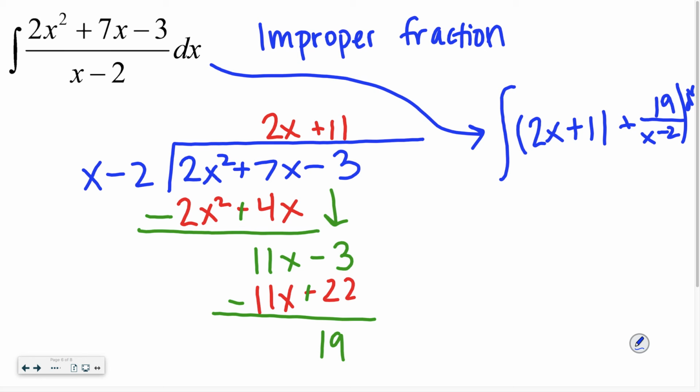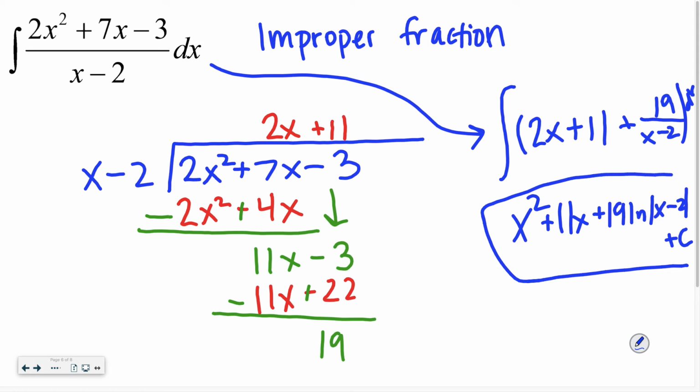All right, Celine, are you okay with what we did? Okay, so now antiderivative of 2x is x squared plus the antiderivative of 11 is 11x plus, since this is linear, you can do u substitution, but we wouldn't have to. This is dx. So then this antiderivative is 19 natural log of the absolute value of x minus 2 plus c.